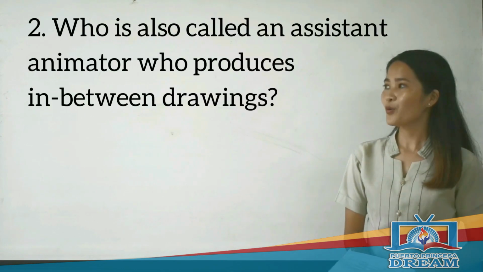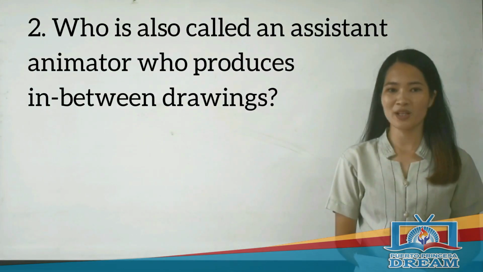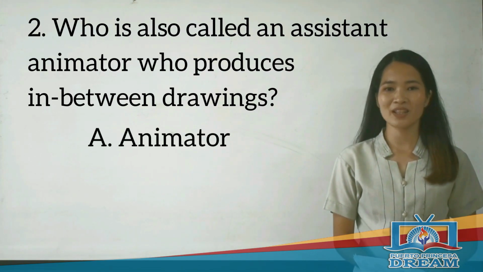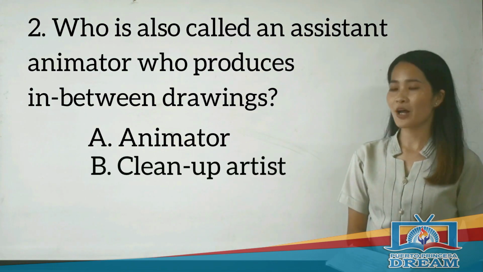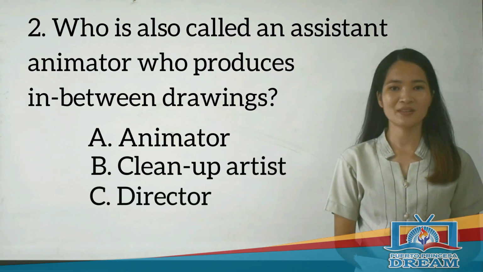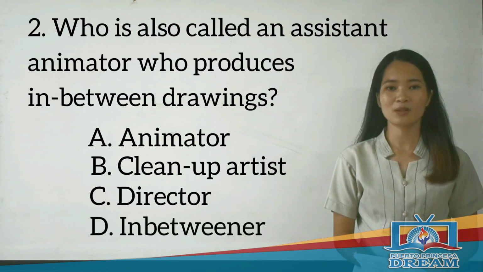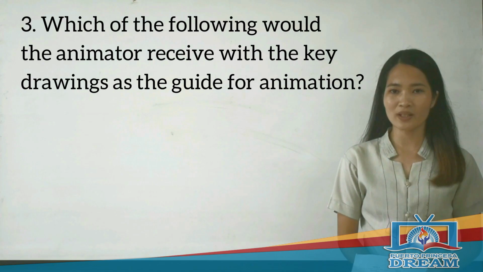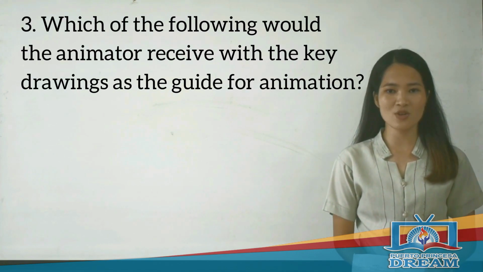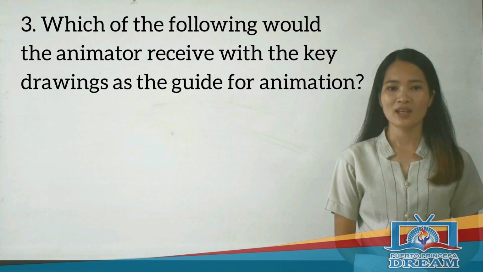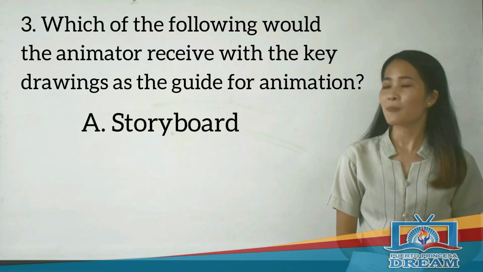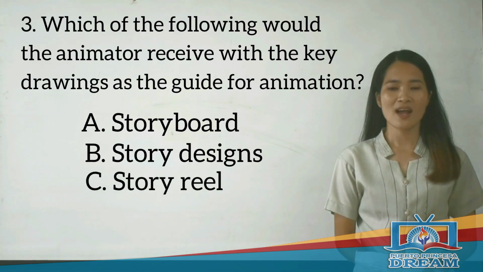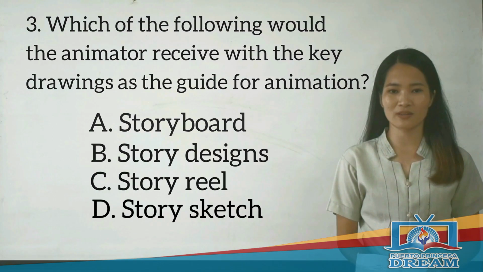Number 2. Who is also called an assistant animator who produces in-between drawings? A. Animator. B. Cleanup artist. C. Director. And D. In-betweener. Number 3. Which of the following would the animator receive with the key drawings as the guide for animation? A. Storyboard. B. Story designs. C. Story reel. D. Story sketched.